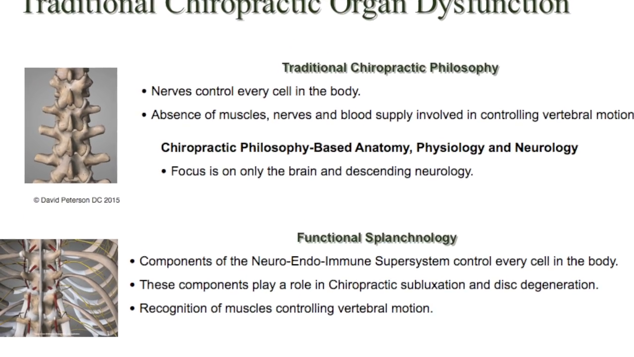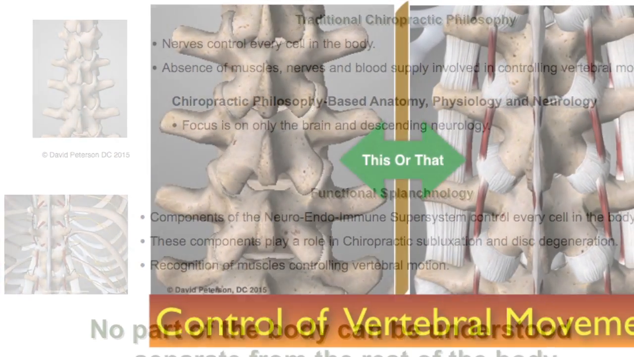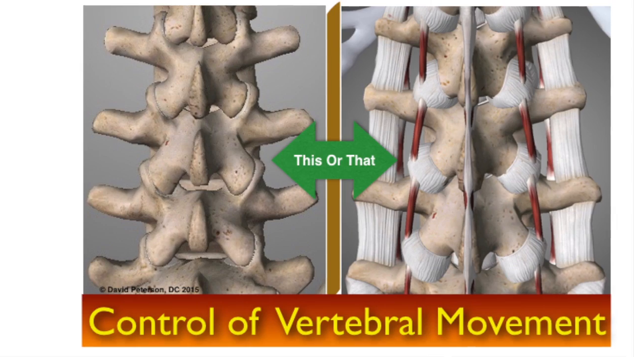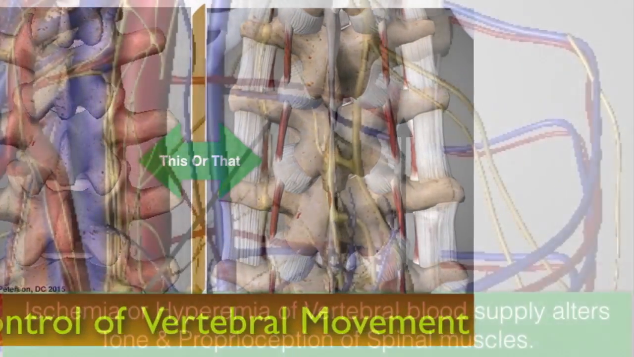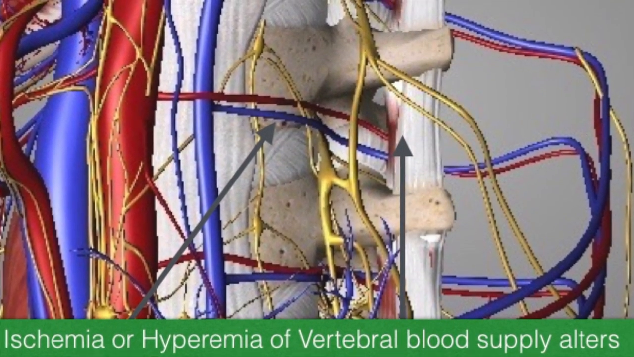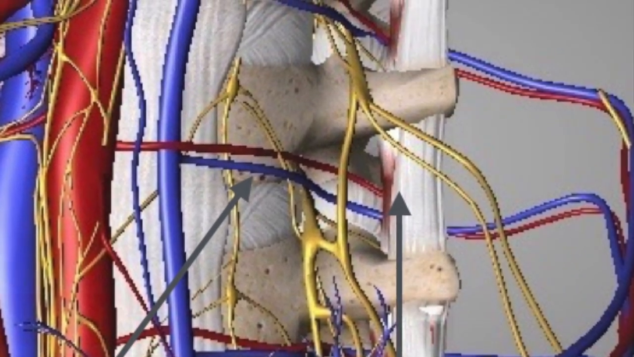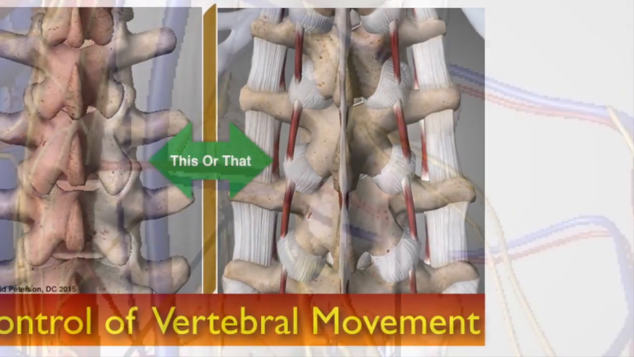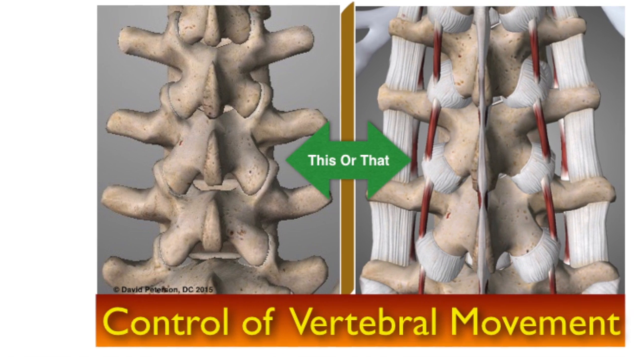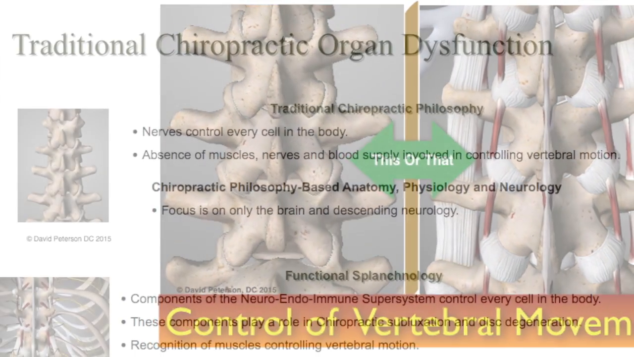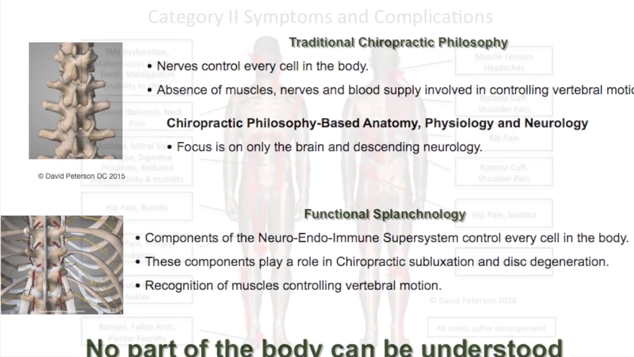Chiropractic philosophy-based anatomy, physiology, and neurology place primary emphasis on nerves controlling every cell in the body, while at the same time there is an absence of muscles, nerves, and blood supply to the muscles controlling vertebral motion. Every picture associated with chiropractic is a dry spine. This makes it very difficult to explain the subluxation or disc degeneration by excluding parts of the body intimately associated with those conditions.